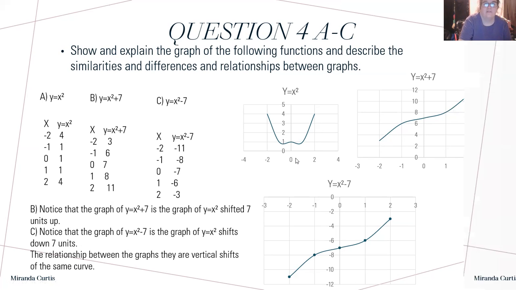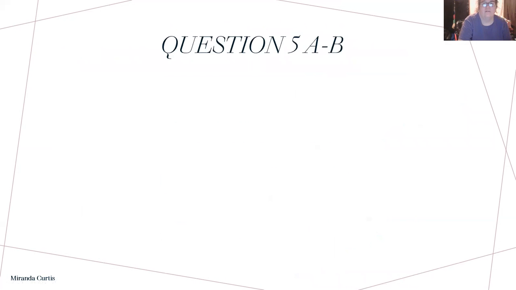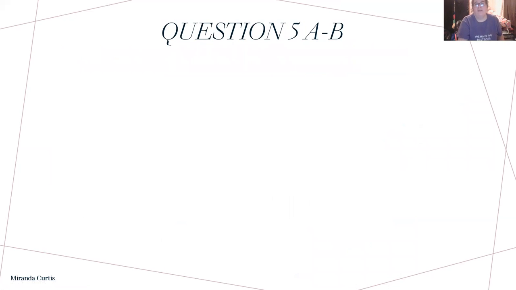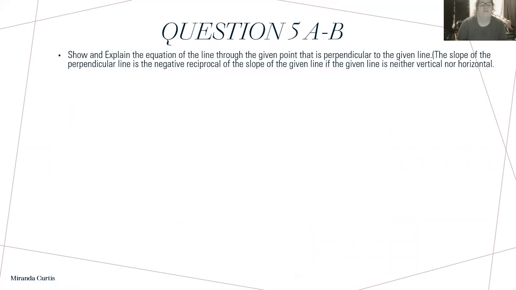Okay, here's question 5, A through B. Okay, show and explain the equation of the line through the given point that is perpendicular to the given line. Use the slope of the perpendicular line as the negative reciprocal of the slope given, if the line is neither vertical nor horizontal.